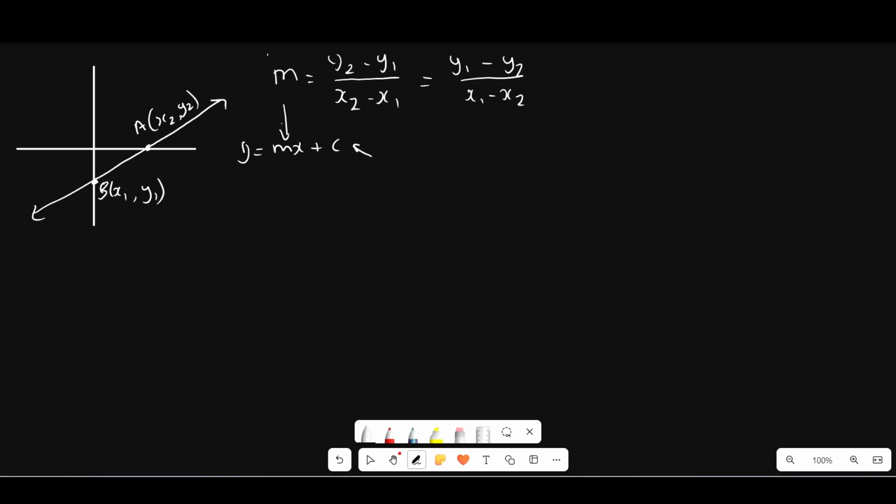But how can we determine the gradient of a straight line on a curve function, or let's say the parabolic graph? Let's say a parabolic graph, to be more specific. Okay, let's say we have a parabolic graph that looks something like that.